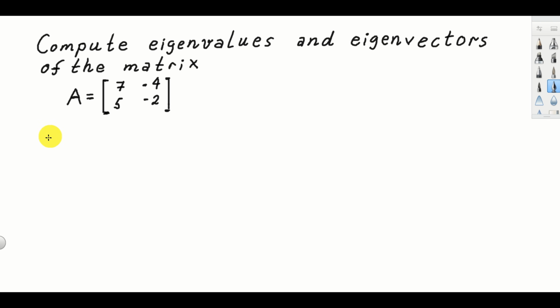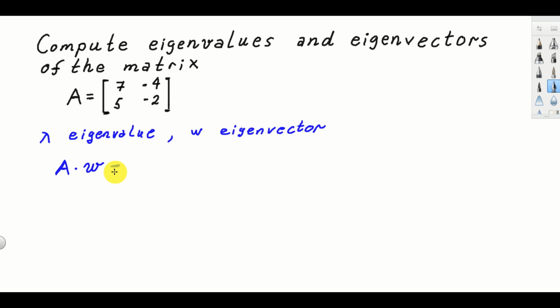Namely, let lambda be an eigenvalue. I will write it over here, eigenvalue. And let W be the corresponding eigenvector. If lambda and W are eigenvalue and eigenvector, they satisfy this equation. A multiplying the eigenvector should be equal to lambda multiplying the eigenvector.